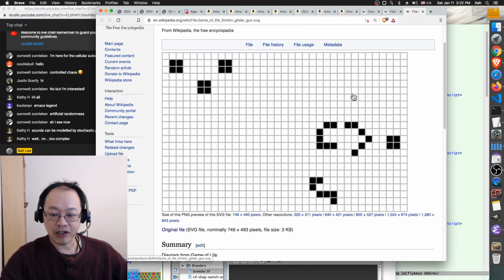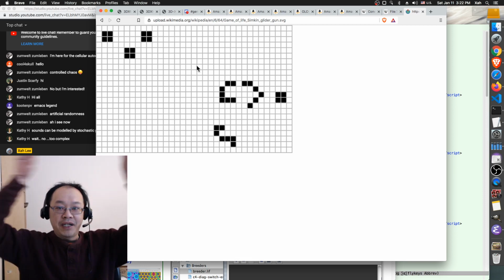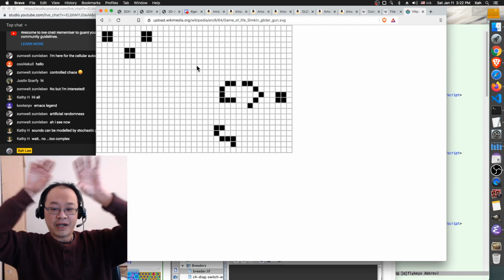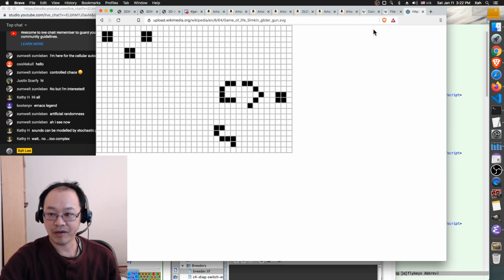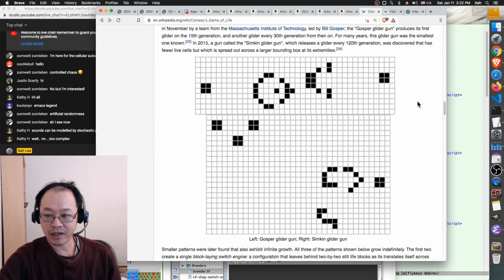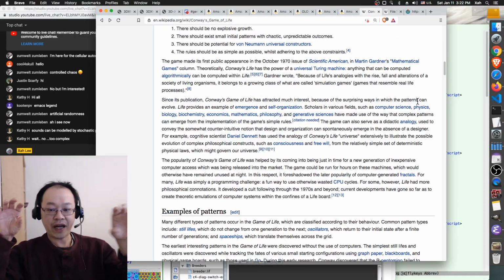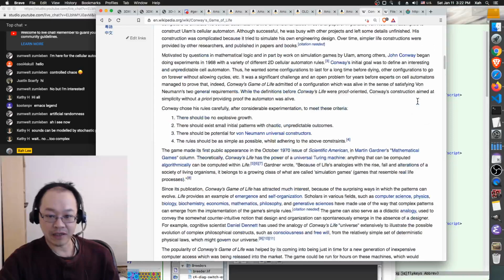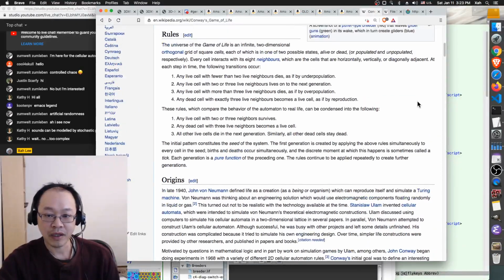So this picture, this grid, each point on it is called a cell. For each cell, you have 1, 2, 3, 4, 5, 6, 7, 8 neighbors, the neighbors surrounding the cell, whatever cell you are thinking. So each cell has 8 neighbors. So let's get back to the rules.